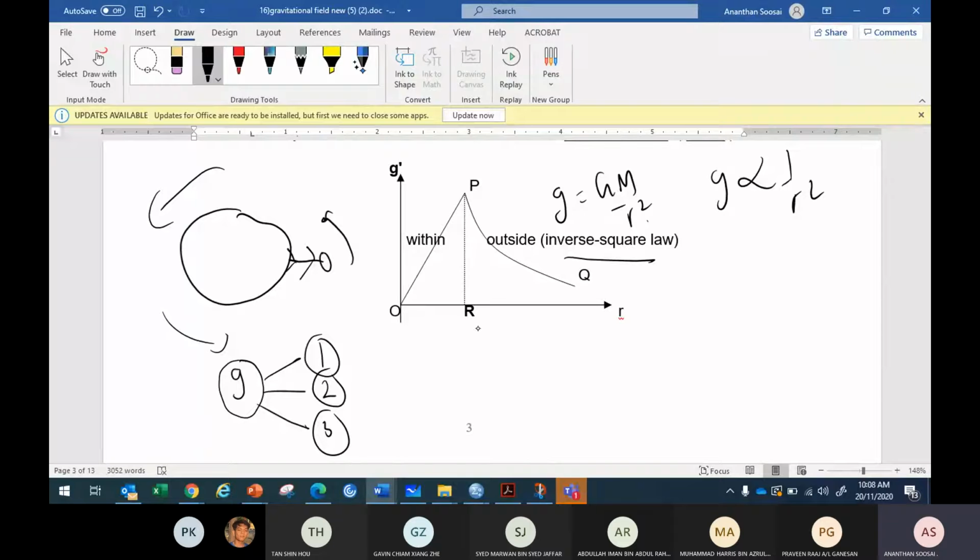What are the factors that affect gravity? Anyone? Do the people at the equator and the North Pole experience the same gravity? Different gravity, right? At the North Pole and the equator, the gravity is slightly different. Where is the gravity higher, the equator or the North Pole? North Pole. The North Pole has a greater gravity. So what is the first factor that affects gravity? The distance.